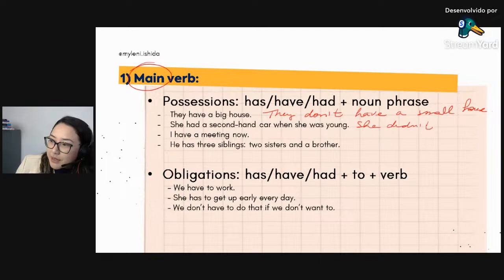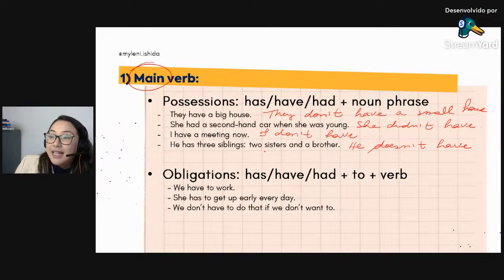She didn't have. I have a meeting. The negative: I don't have. He has three siblings. In the negative, he doesn't have. And this is something that usually the students make the mistake.